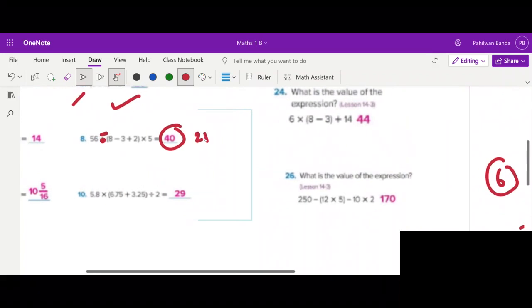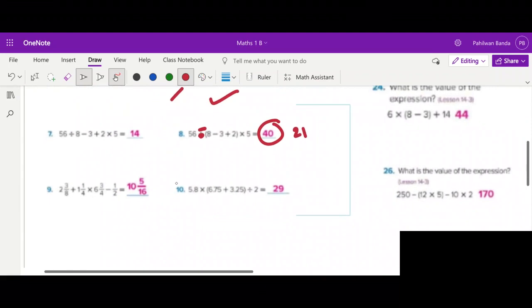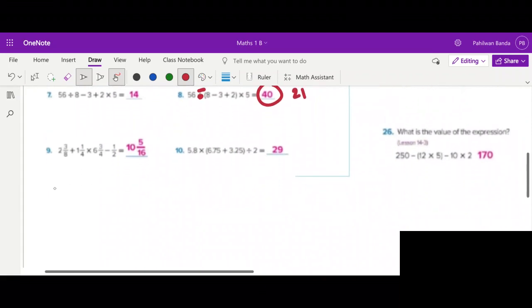Okay. This is 21. Now, let us try to solve this question. 2 3 by 8 plus 1 1/4 multiplied by 6 3/4 minus half. Okay. Now be careful. Now these are all the mixed numbers. So mixed numbers, you remember how we did in term 2.